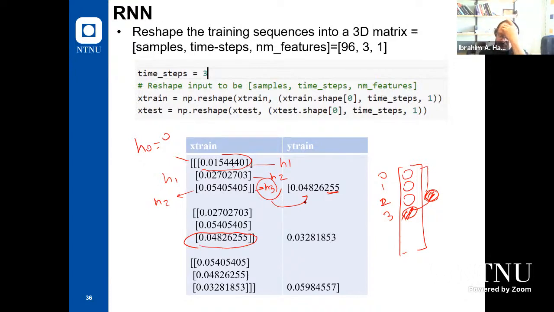So in fact, each sample we will train the model 3 times. You can just say, this is sample 0, sample 1, sample 2. So each time we will train the model 3 times because I have 3 time steps. Number of features equal 1. So how can we reshape the data? It will be reshaped. I mean, this is the first dimension, which is the number of samples. This one, it's time steps. This one, it is the number of features.